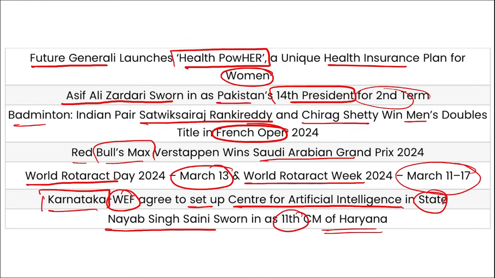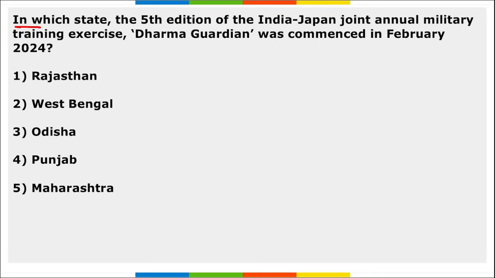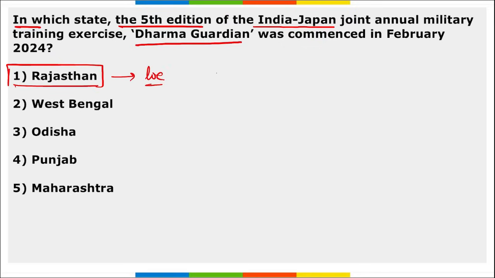So these are your important current affairs for the day, friends. Now let's move to some revision part that will be beneficial for your learning. In which state the 5th edition of India-Japan Joint Military Exercise Dharma Guardian was held in Feb? So 5th edition of Dharma Guardian exercise was held where? What is the name of the location or the state where this was held? The location is Rajasthan, and it was the 5th edition of Dharma Guardian exercise that was held between India and Japan.